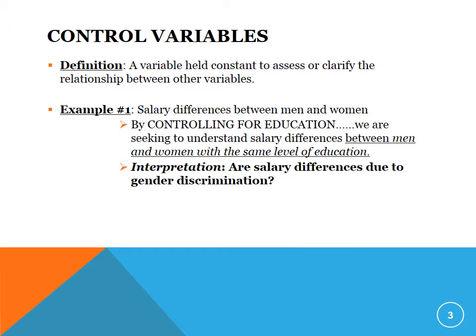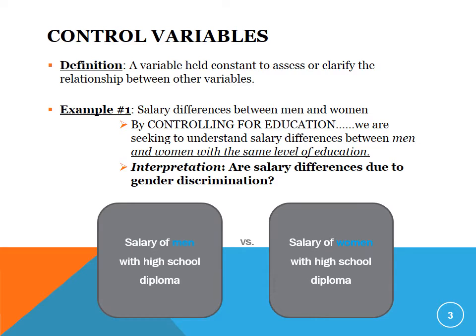So our salary differences due to gender discrimination, right? So we're controlling for education. Salary of men with a high school education versus salary of women with a high school education. If they are the same as we control for education, then that means that there are no gender differences. If they aren't the same, then we can see what that difference is. Maybe men make more than women, or women make more than men, which we know what the actual.